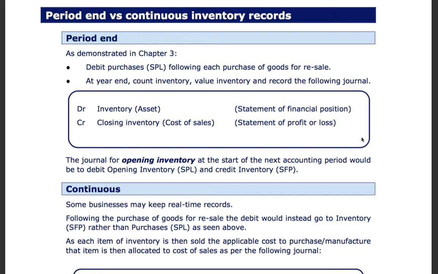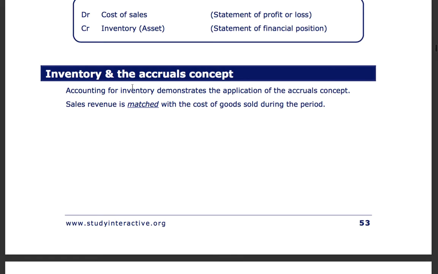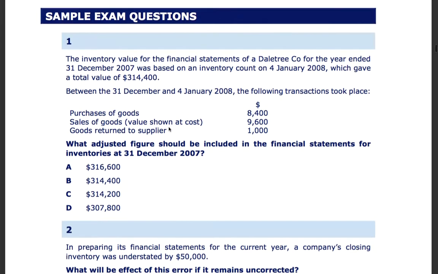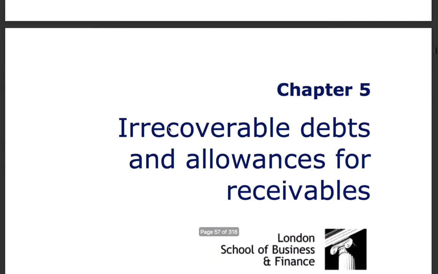And this is how you account for it in your balance sheet. Debit the inventory in the assets, like I told you, in the statement of financial position, and then your closing inventory in the cost of sales, right? Same thing, but this is a different format of showing how it looks. Okay. Then you have sample exam questions. They're important questions, 3 questions mainly, and they're good.